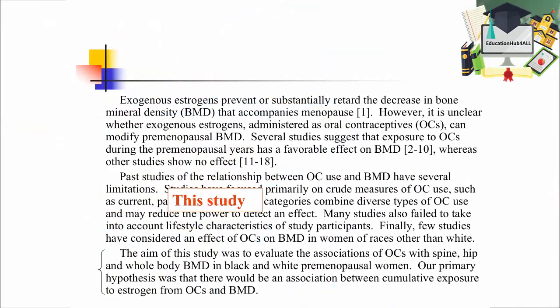And then we get to this study. The aim of this study was to evaluate the associations of oral contraceptives with spine, hip, and whole body BMD in black and white premenopausal women. So we get a statement of the aim of the study. Notice that we're including both black and white premenopausal women. That's filling in a gap in the literature. Our primary hypothesis, we get a hypothesis statement here, was that there would be an association between cumulative exposure to estrogen from oral contraceptives and bone mineral density. So they tell us that they're going to be using a measure of cumulative exposure rather than just a simple ever-never use of oral contraceptives. So that's the basic structure of an introduction section.